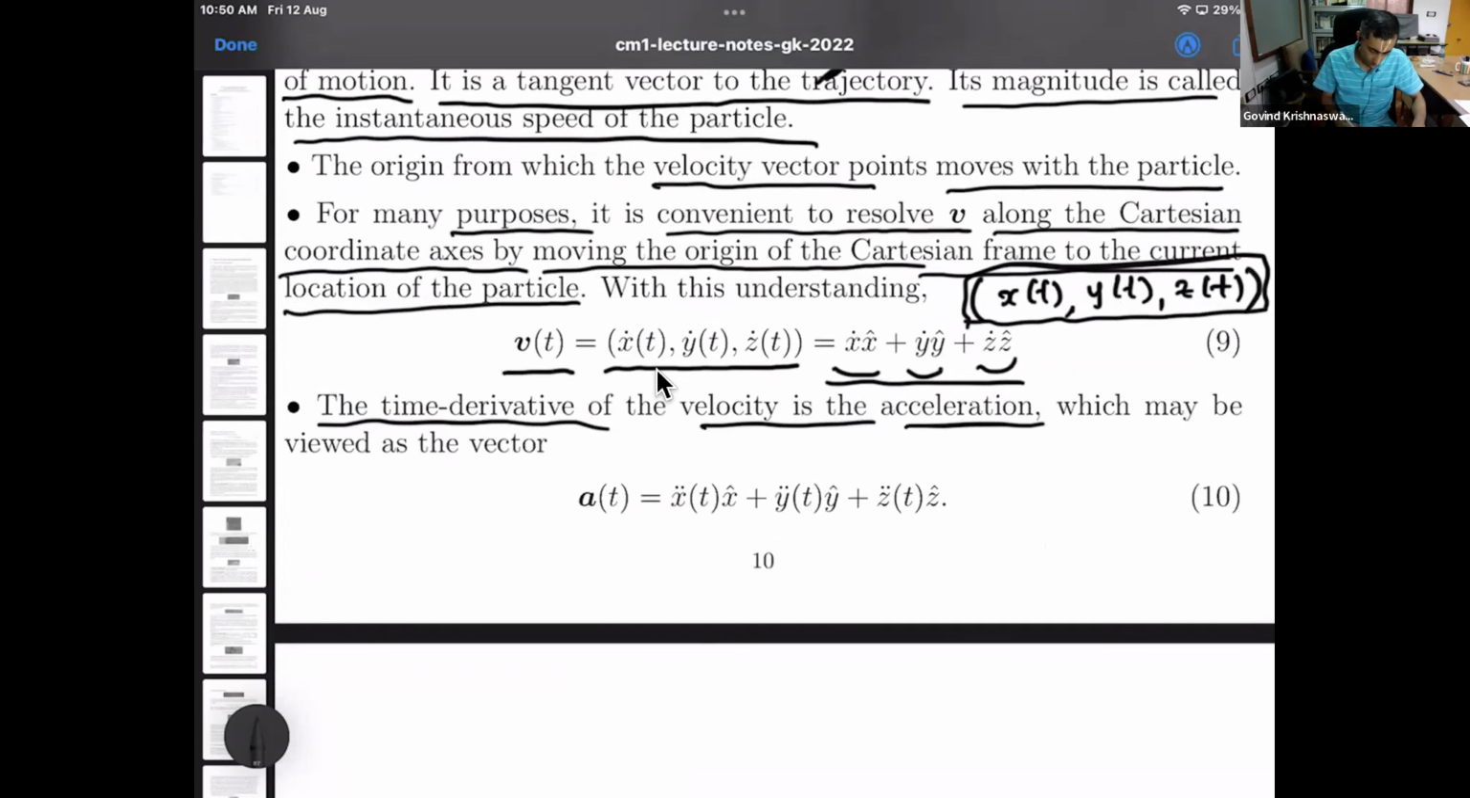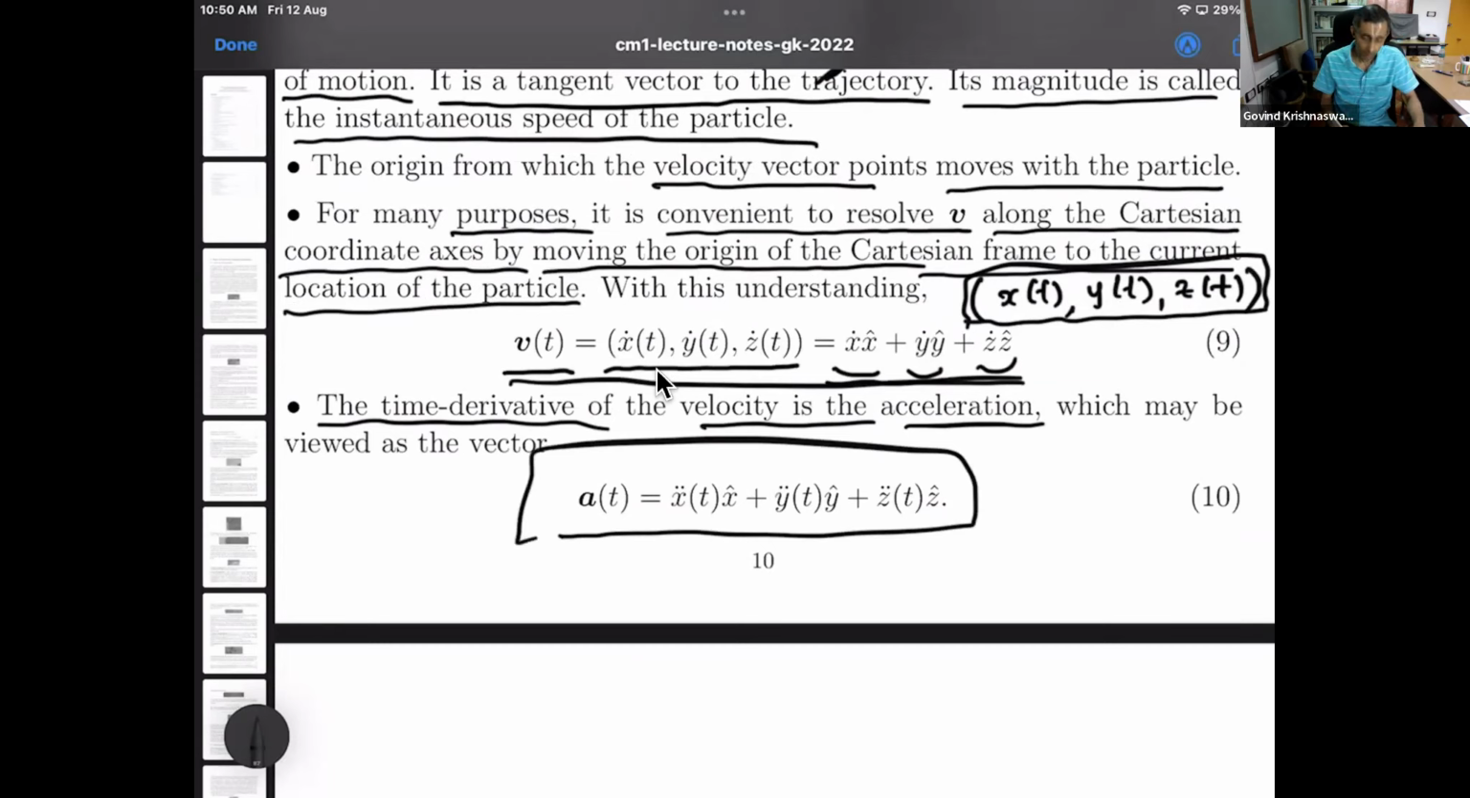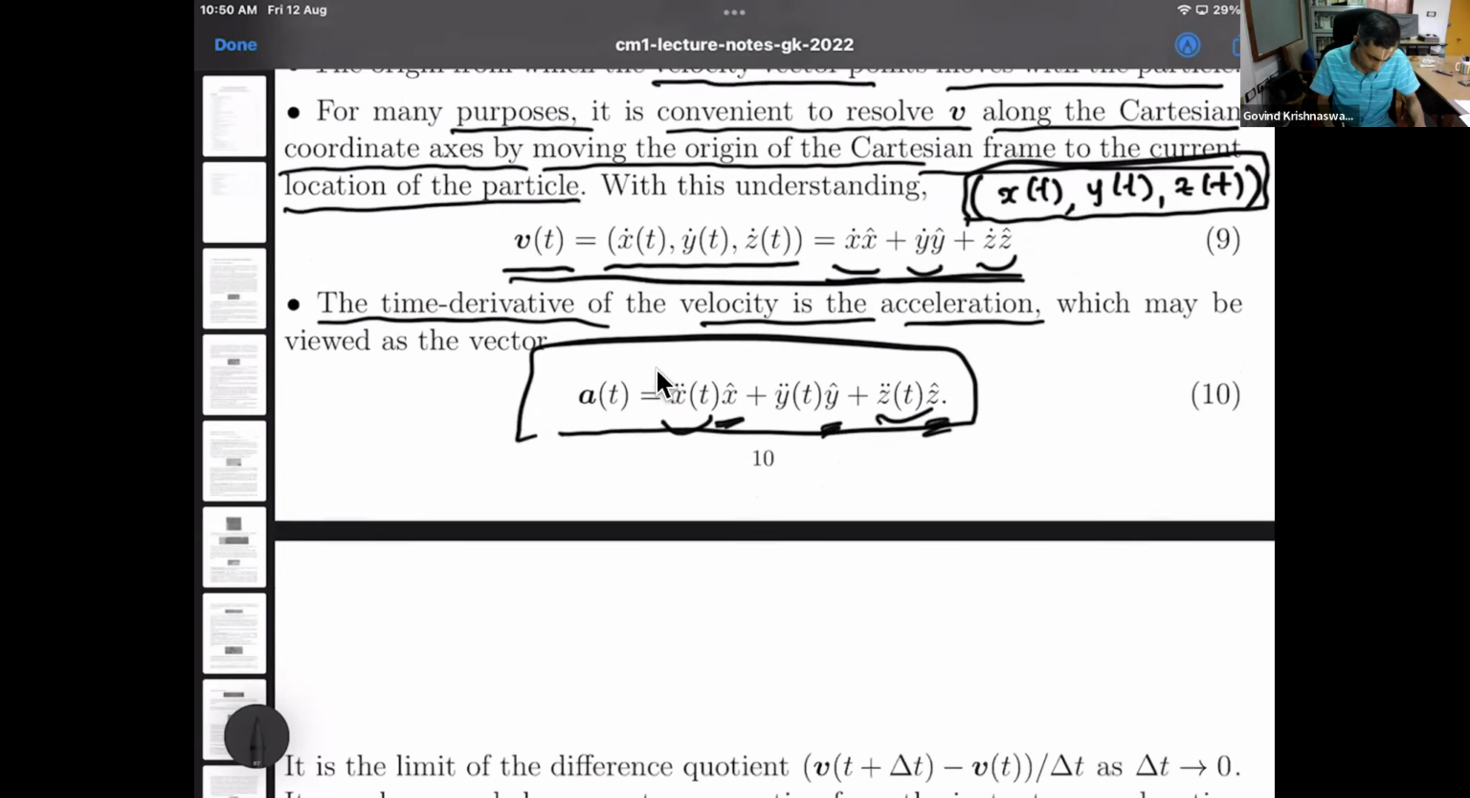But that was a good question you raised. Now, I of course said that if you take this velocity vector and differentiate that once again, you will get the acceleration. So that again is regarded as a vector with the three components in the x hat, y hat, and z hat directions, whose coefficients or components are x double dot, y double dot, and z double dot.